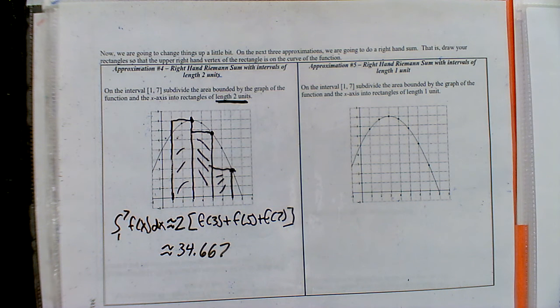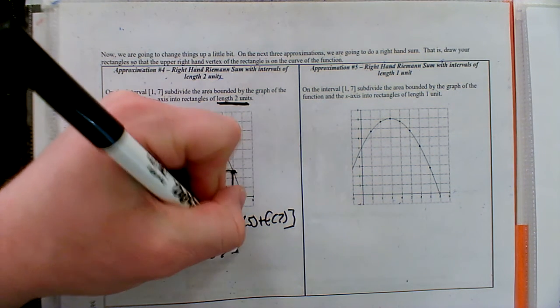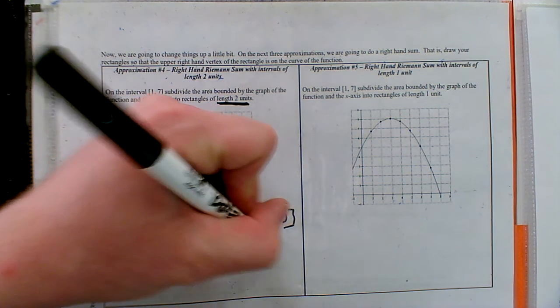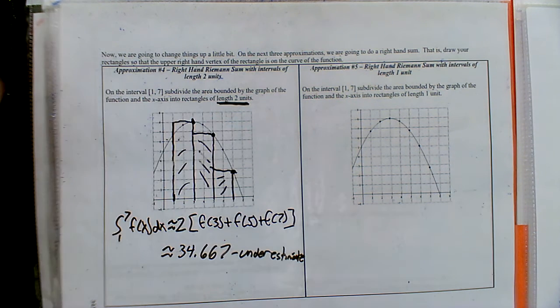Visually, if you look at your representation, do you think this is an over or an underestimate? It's an underestimate. There's so much area here that we didn't account for, so it's an underestimate. It may be close, but it's still an underestimate.